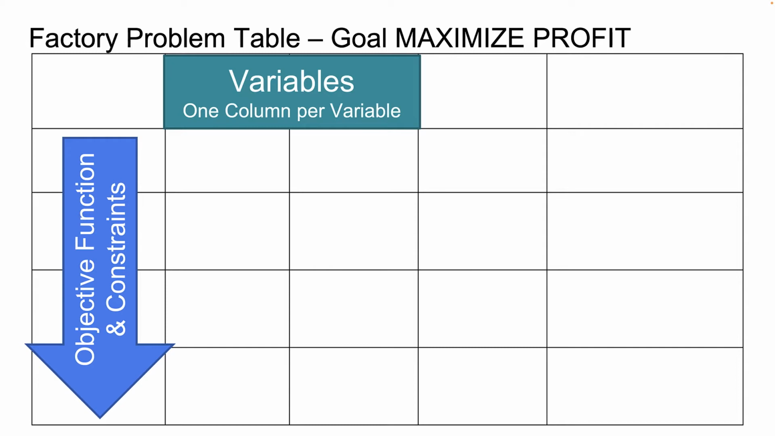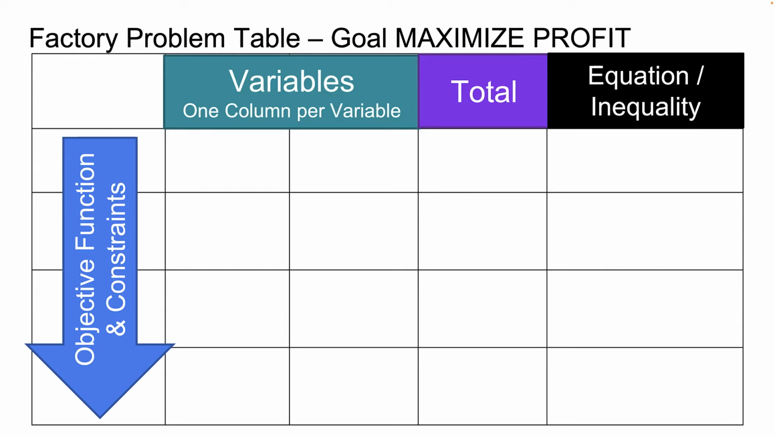We know we're going to have two variables in this problem, so we're going to need two columns set aside. Then it's always a good idea to reserve one column for the total. Most linear programming problems will have you adding things together. And the very last column of my table will be where I write my equations and inequalities. This is the strategy I always use to set up linear programming problems. Let me show you how I'll set it up for this problem now.